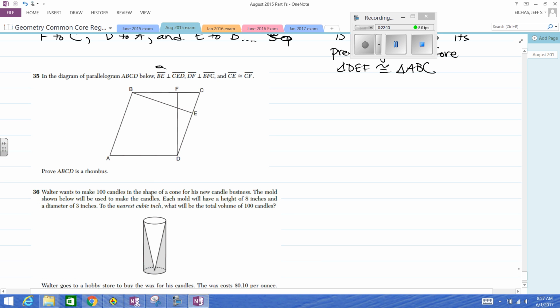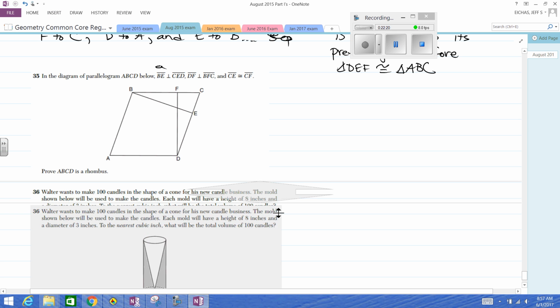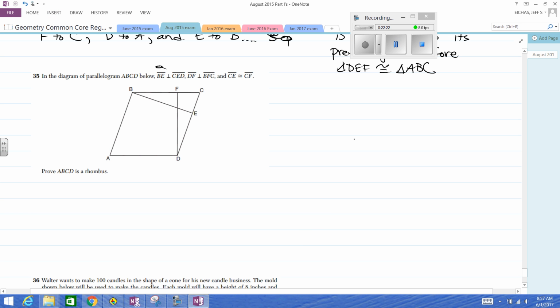All right, next one, prove it's a rhombus. So I need all the sides the same, if I remember this one correctly. Need all the sides the same. So how are we going to get it? So CE is the same as CF. And ABCD is a parallelogram. So what I tend to do is pull this apart, one step at a time. It's a parallelogram first, that's what's given. So what do I have? Well, I've got this whole side.